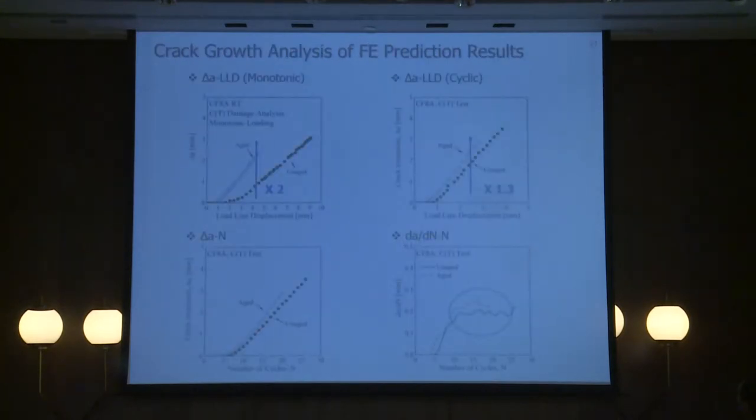So I analyzed the crack growth prediction results. When you see the crack extension under monotonic loading condition, the aged one is about 2 times faster than the unaged one, which is the same as the test tendency. And in the cyclic prediction result, the aged one is about 30% faster than the unaged one. Also, in the crack growth rate data, the increase of crack growth becomes smaller after several cycles since it is displacement control.